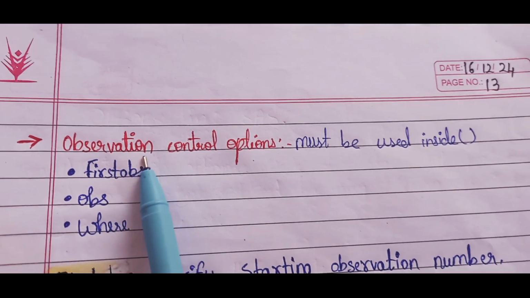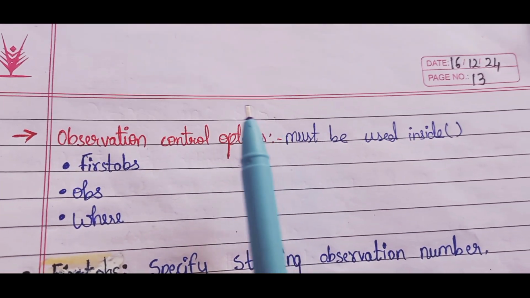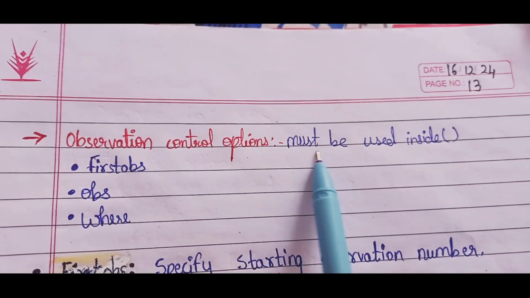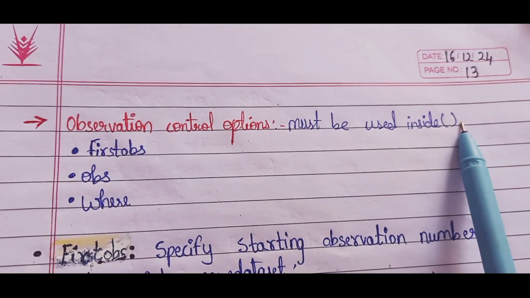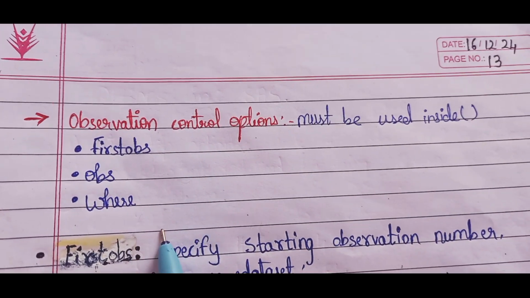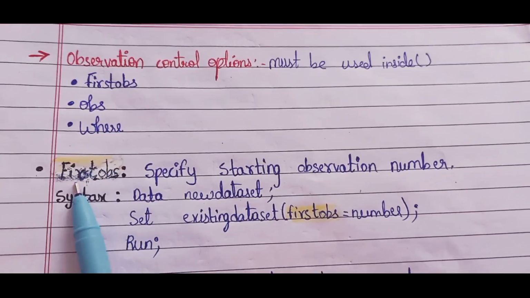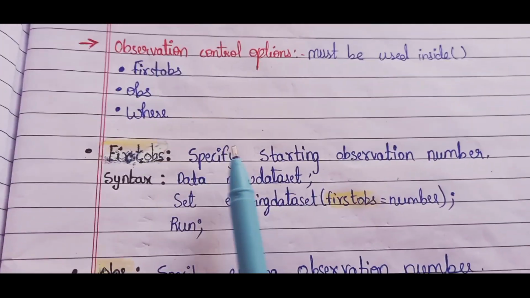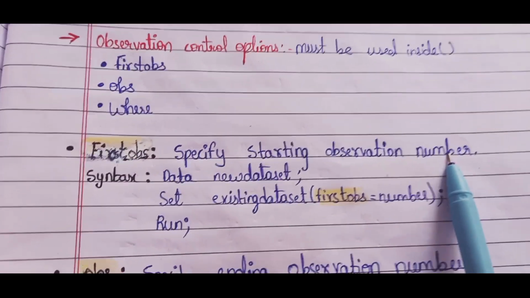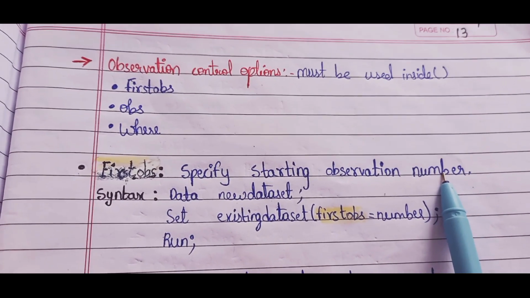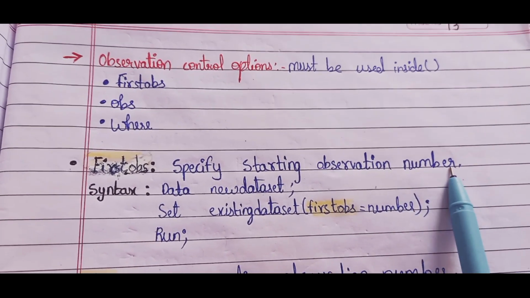Now we'll talk about the observation control options. Observation control options must be used inside the parentheses. It contains three options. First we will talk about the first OBS. First OBS specifies the starting observation number.